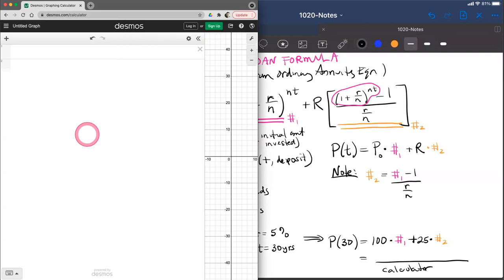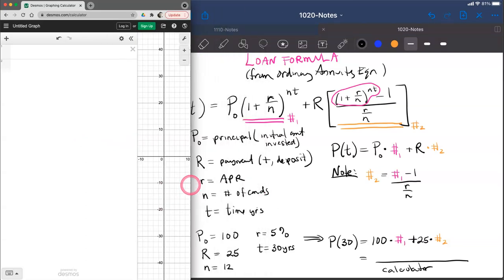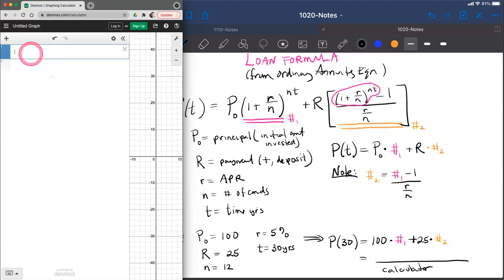Okay, so we want to take the numbers that we have on the right and turn them into Desmos. I want to come up with number 1. I want to figure out what this number is. It is 1 plus the interest rate of 0.05. That's the annual interest rate, and we need to find the interest rate per period, so divide that by 12, and then raise that to the 12 times 30 power. That is the number in number 1.